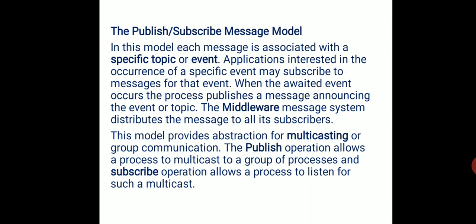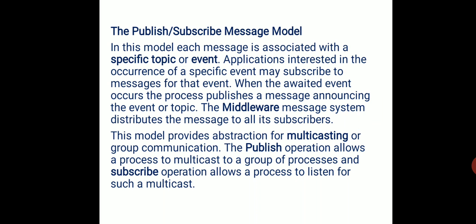When that event occurs, the process publishes a message announcing the occurrence of the topic or event. The middleware message system distributes the message, that means the subscribers will get the notification of the occurrence of the event or topic. The middleware message system distributes the message to all its subscribers. So this model provides abstraction for multicasting or group communication. Multicasting is group communication, one to all. The message is sent from one process to all, or it is called group communication.